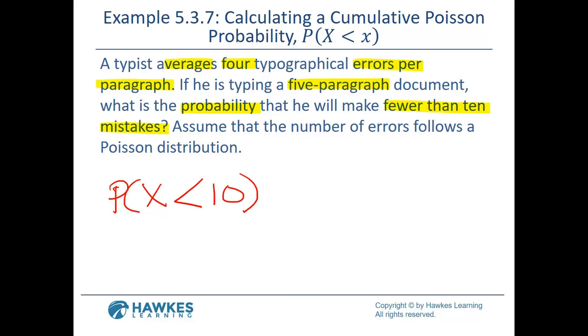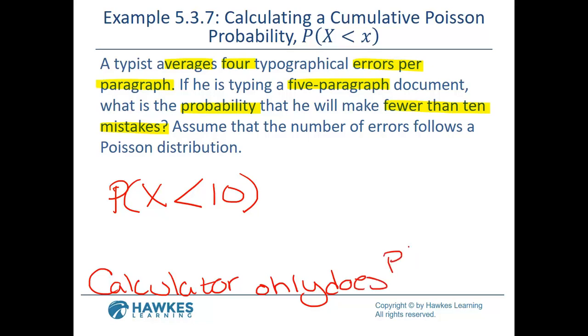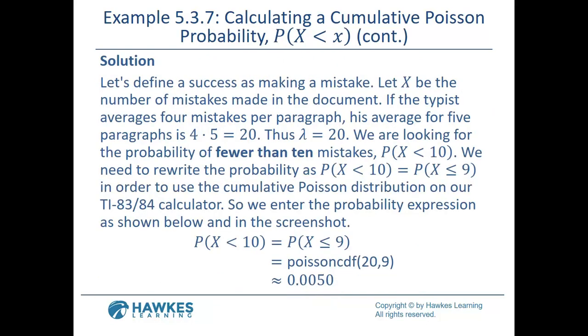Okay, again, guys, do remember this is not in the calculator. The calculator only does the probability that X equals some number, or the probability that X is less than or equal to X. Which is where it involves us doing a little bit of tweaking, because this is a discrete probability. So we're defining a success as making a mistake. So X is the number of mistakes made in the document.